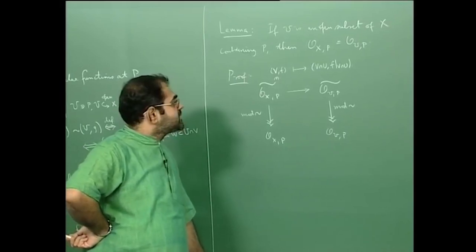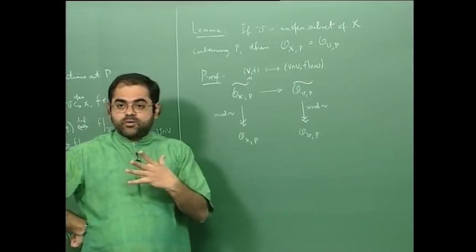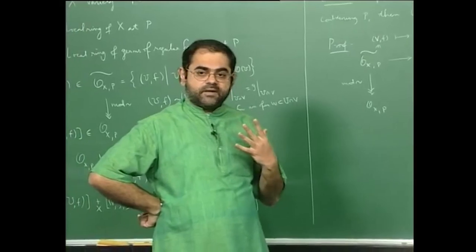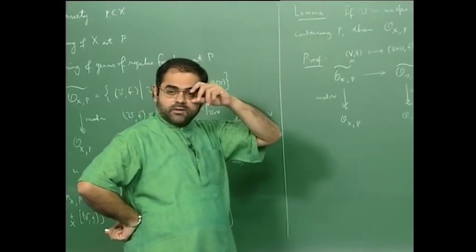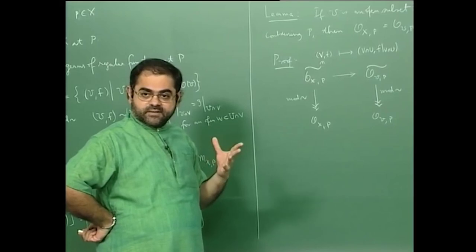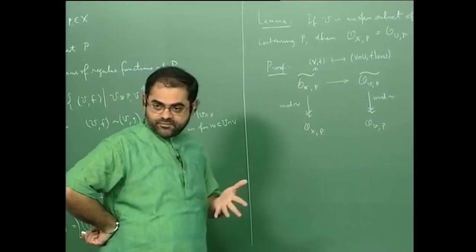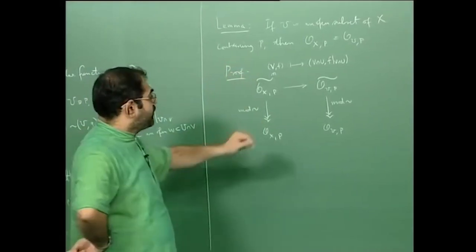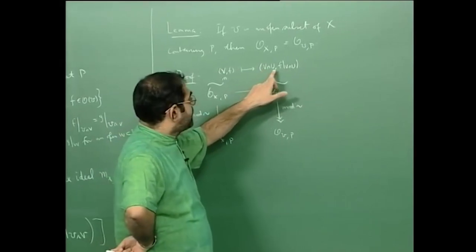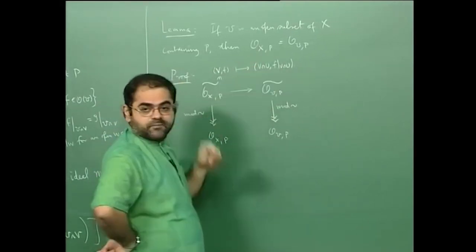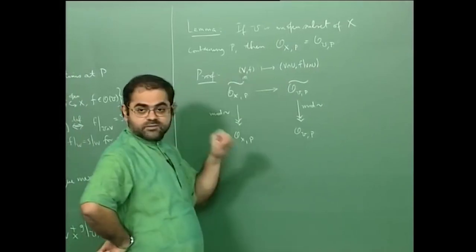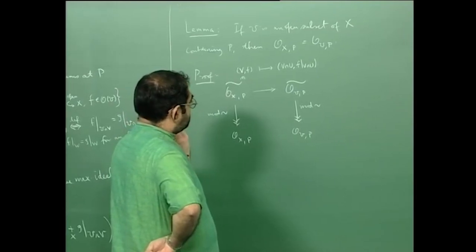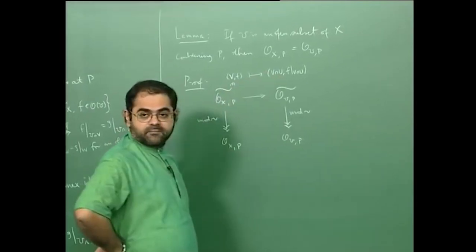The second thing is that any two non-empty open sets will always intersect because of irreducibility. All our varieties are irreducible, so any two non-empty open sets will intersect. Any non-empty open set will be irreducible and dense. That is the coarseness of the Zariski topology. So there will always be an intersection, and of course the intersection will contain the point P, because P is in U and P is also in V. So this is a well-defined map.